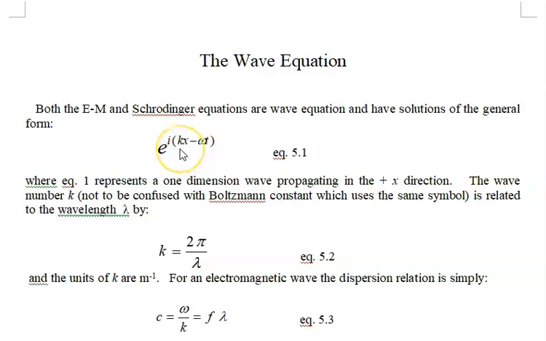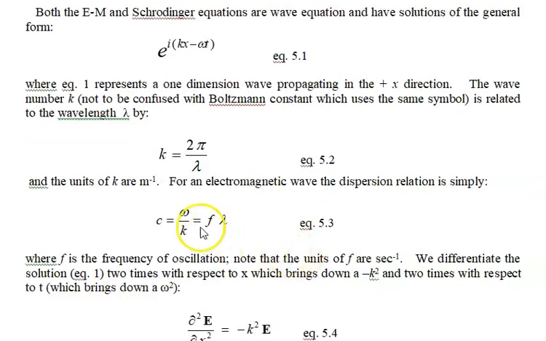k is called the wave number, and we see it does indeed have units which are 1 over distance, and omega is the radian frequency. Now, the difference between the electromagnetic equation and the Schrodinger equation is in this other relationship here.